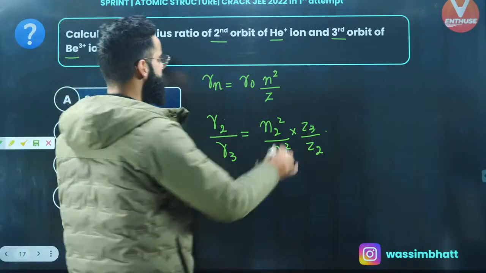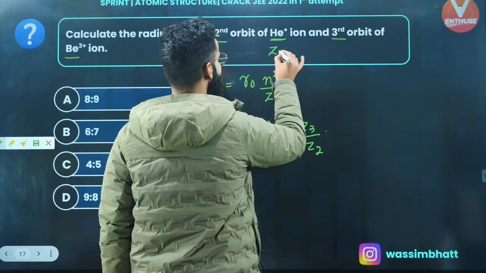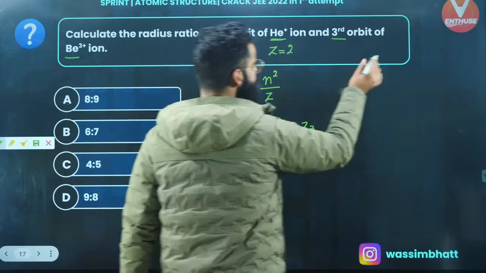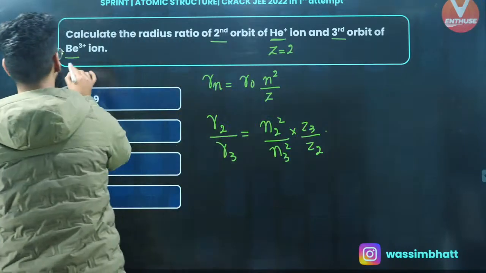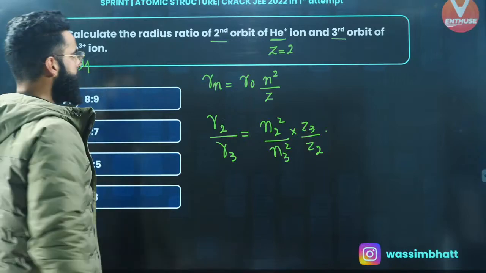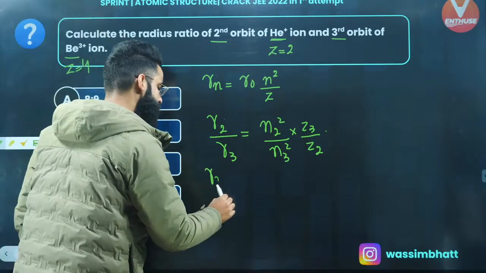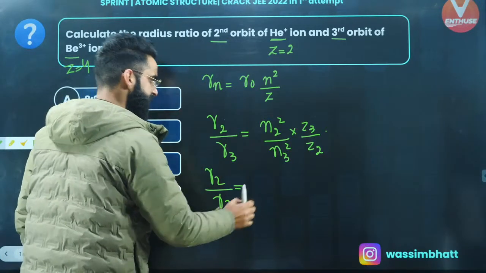Be tripositive. For He positive, what is the value of Z? Z value for helium is 2, right? If I talk about the Z value for beryllium, it's 4. You guys have been knowing, right? So I can say R2 divided by R3. This ratio is something which I need to calculate.